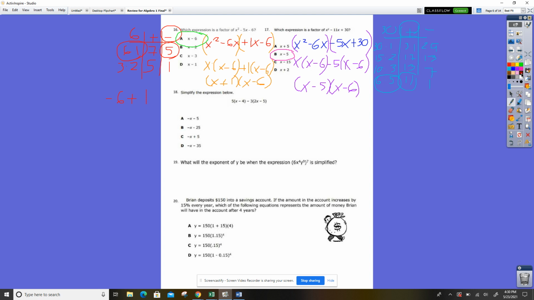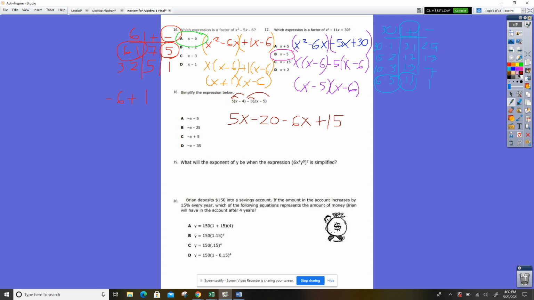Number 18 says to simplify the expression below. So when I'm simplifying, the first thing I need to do is eliminate parentheses. So I'm going to distribute this 5. I'm going to distribute this negative 3. 5 times x, 5x. 5 times negative 4, negative 20. Then negative 3 times 2x is negative 6x. Negative 3 times negative 5 is positive 15.